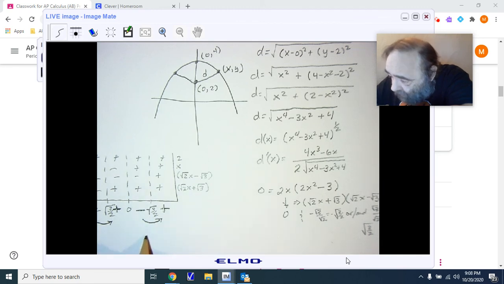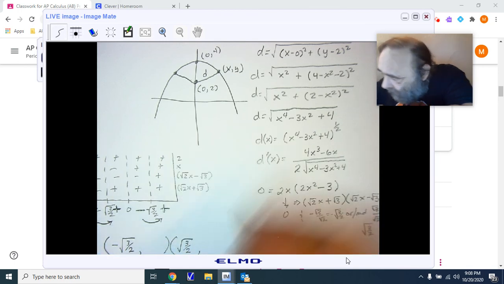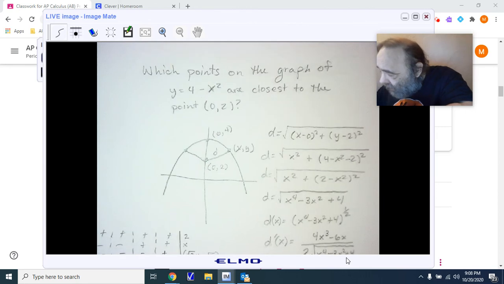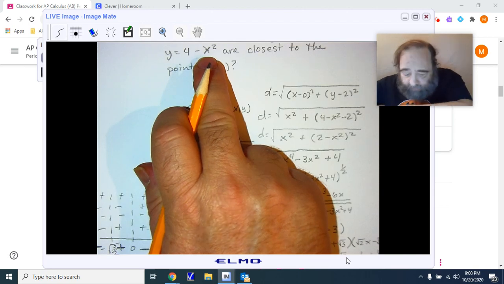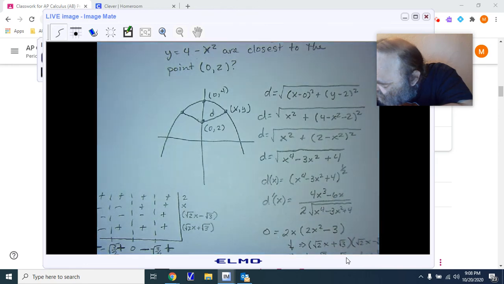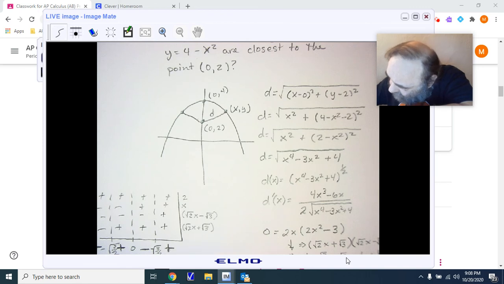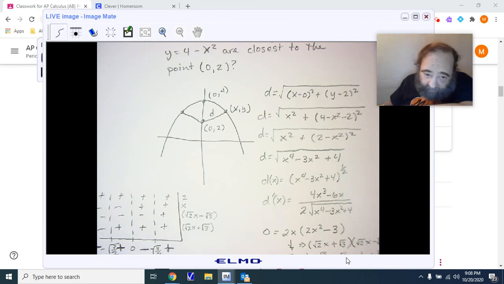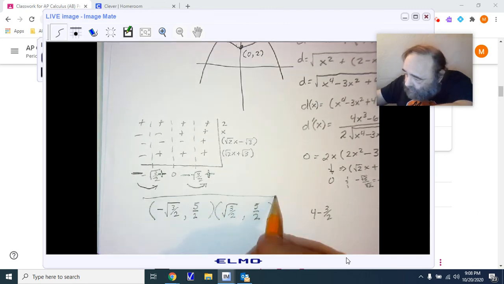And we now know that at least our x's in the points are the negative root 3 halves and the positive root 3 halves. And we can now find our y value, excuse me, by plugging it all the way back in. And you'll notice that I'm going to end up getting 4 minus 3 halves in each case. And it comes out to be the mirrored image on both sides of the graph. And our answers are right here.